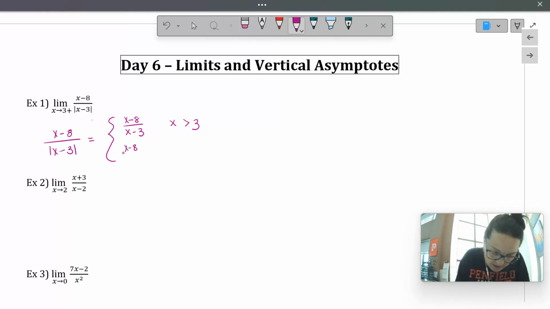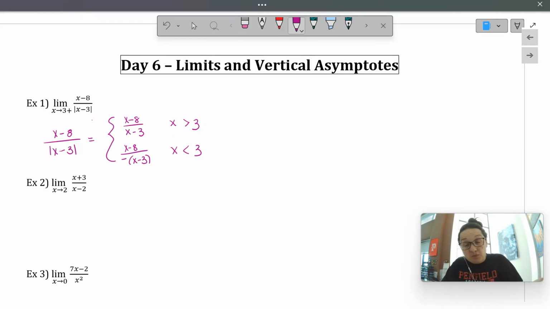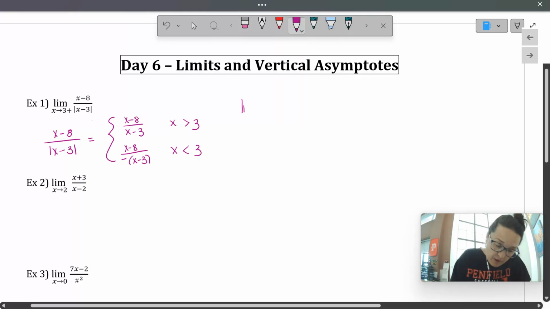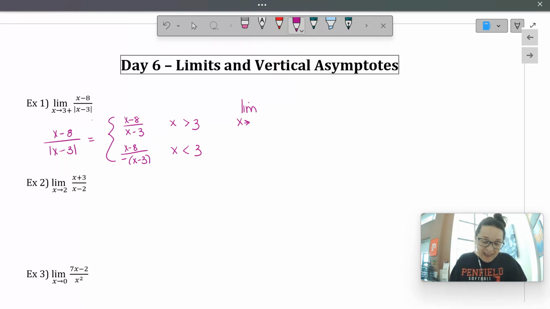And (x minus 8) over negative (x minus 3) for when x is less than 3, because when x is smaller than 3, the absolute value has to negate the negative to make it positive. And I can't underline either of those because if x were to exactly equal 3, I'd have a 0 in the denominator.